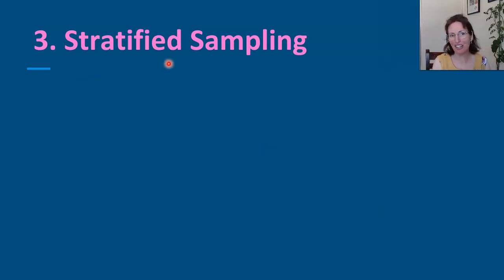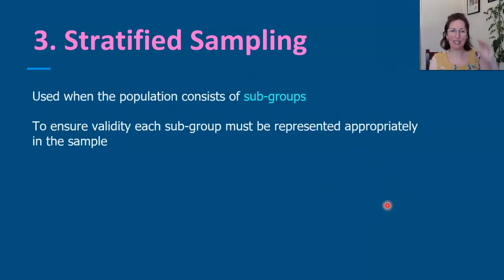What about stratified? It's a word sometimes used in real estate, so you might not have heard it before, but strata is often to do with levels and things like that. And we use this when there are subgroups. So think in a high school, there's different year level groups. To ensure validity, each subgroup must be represented appropriately in the sample. So imagine the cohort of your school, and we're going to do an example on this.